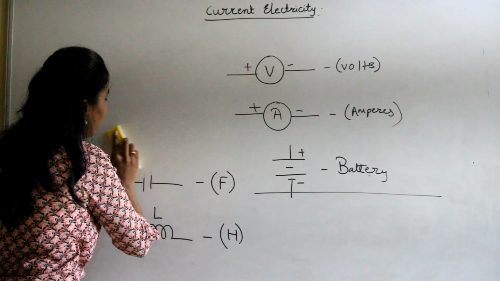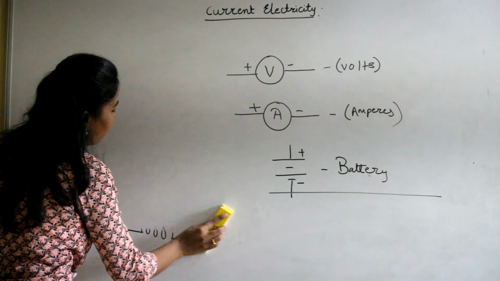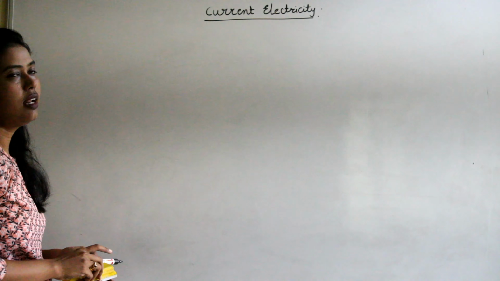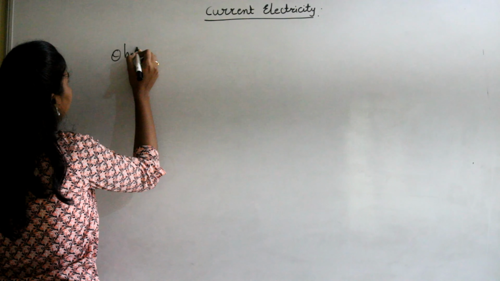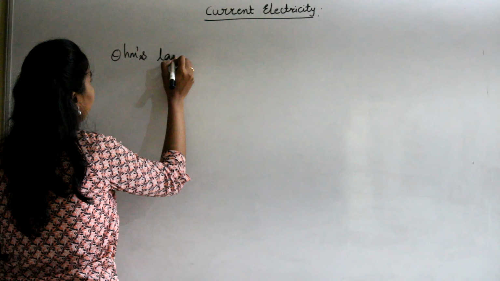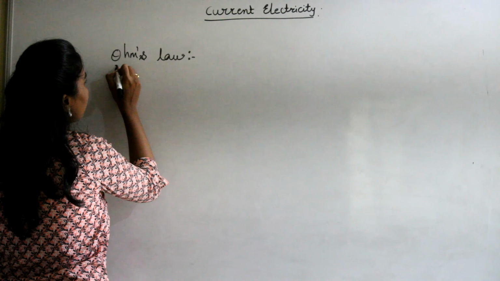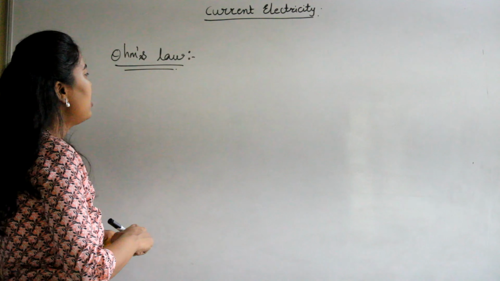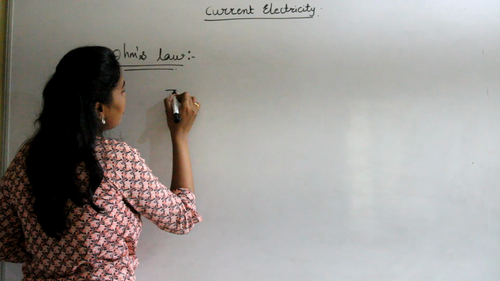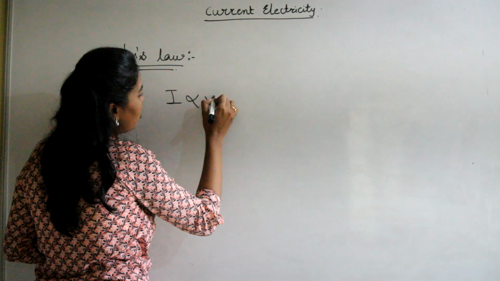So let us move forward to the next topic, which is a very basic law used in current electricity. Which one is that? That is Ohm's law. So what does this law state? If the physical state of the conductor remains the same, then the current is directly proportional to voltage.